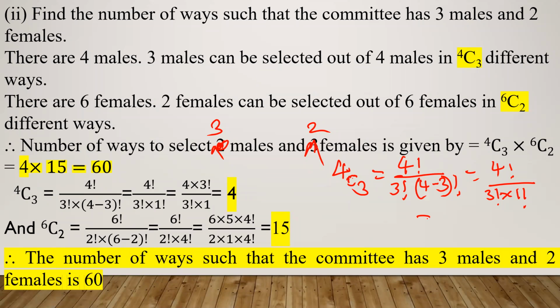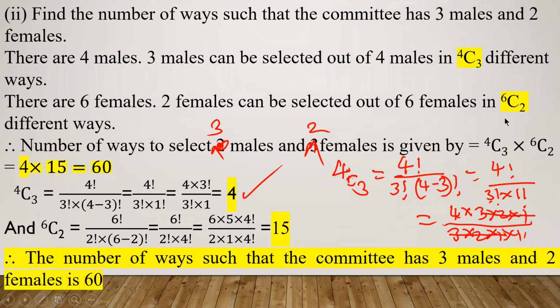Now what is 4 factorial? In the numerator, it is nothing but 4 into 3 into 2 into 1. And 3 factorial is also 3 into 2 into 1, and 1 factorial is 1. Now simplify this. 3 into 2 into 1 will get cancelled with this, and you will get 4 upon 1, that is 4. So we got the value of 4C3.